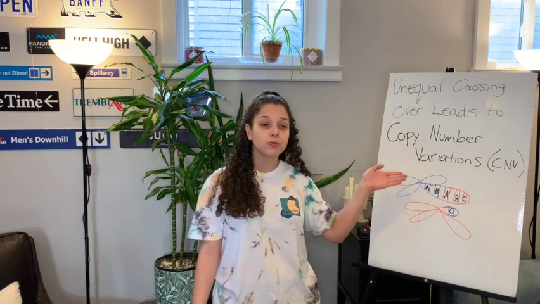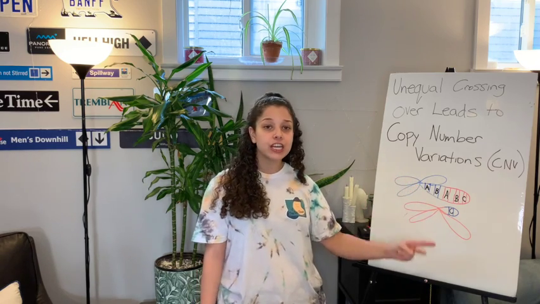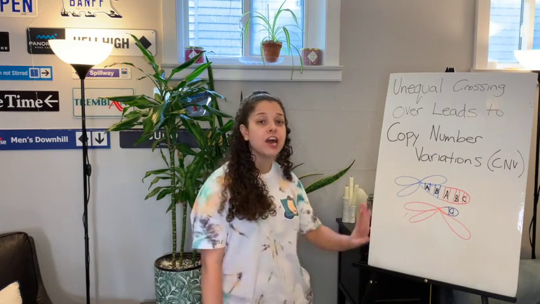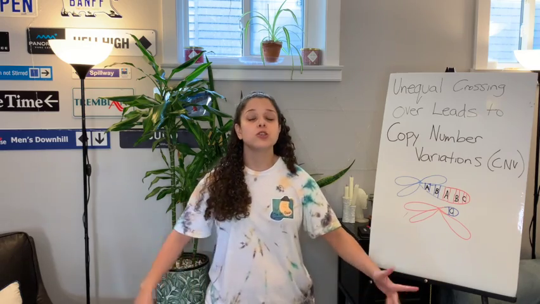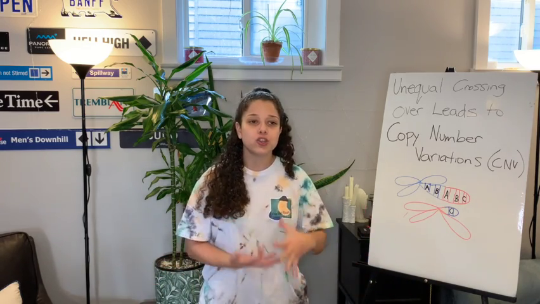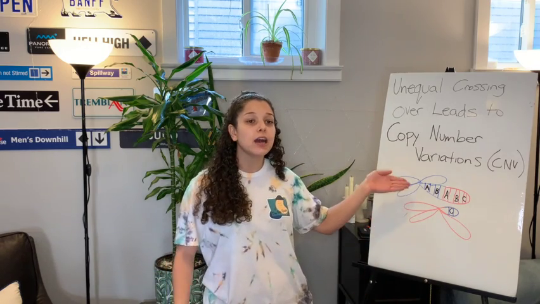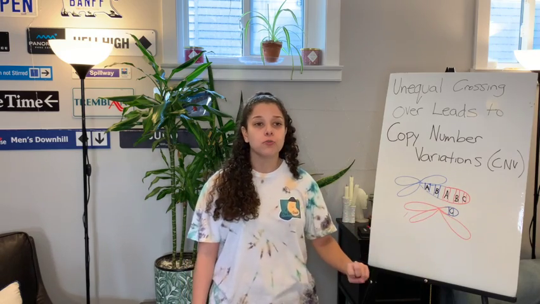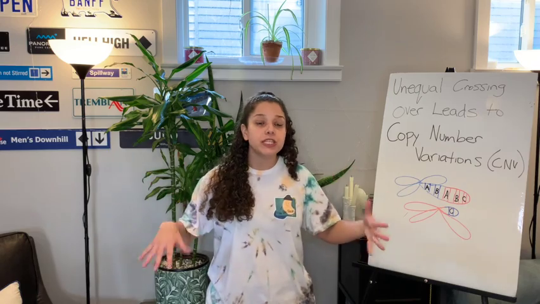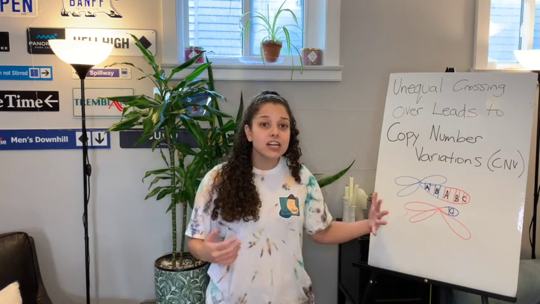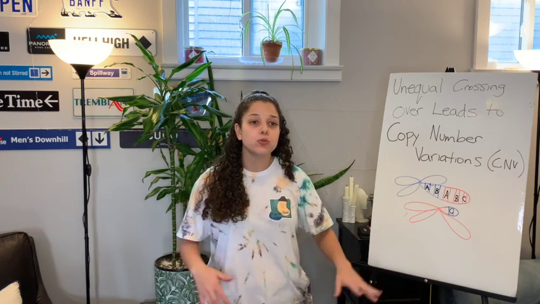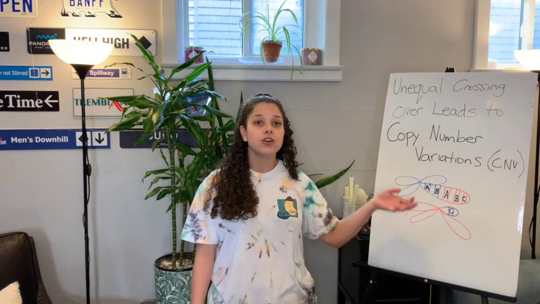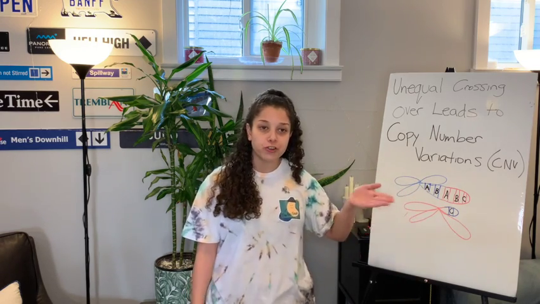So now this blue chromosome has 2 copies of the A gene and 2 copies of the B gene, whereas this red chromosome has no copies of the A gene and no copies of the B gene. That is what we mean when we say it will lead to copy number variations, because this chromosome has 2 copies of each gene, whereas this red chromosome only has 1 copy of one of the genes and is missing 2 genes. It's missing the A gene and the B gene. So it is going to lead to copy number variations, where this has a higher copy number and this has no copy number of that particular gene.